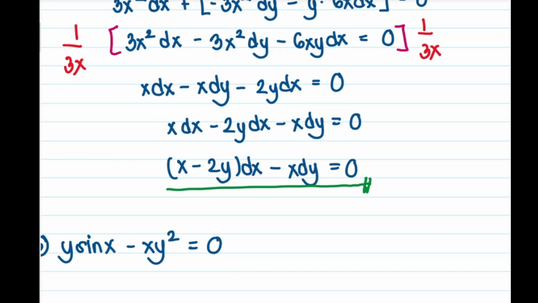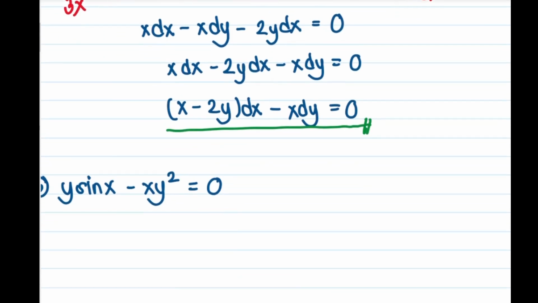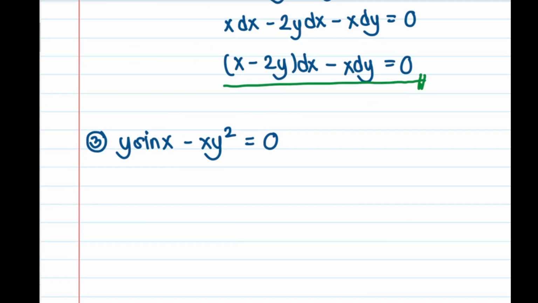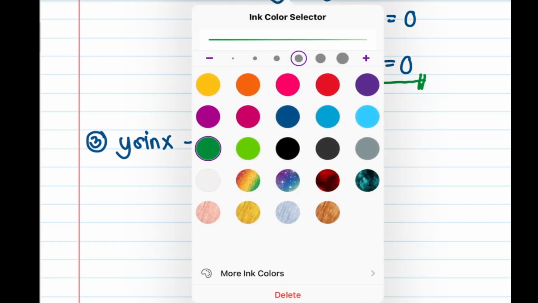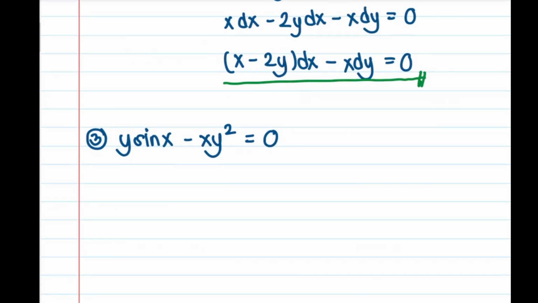Okay? Next, let's have this one. So this one is y sine x minus xy squared. So we need to get also the first derivative here. So the solution is getting first derivative.